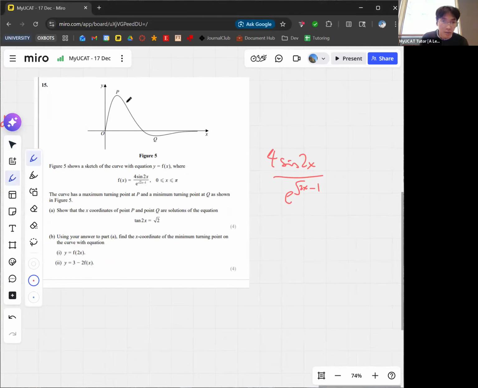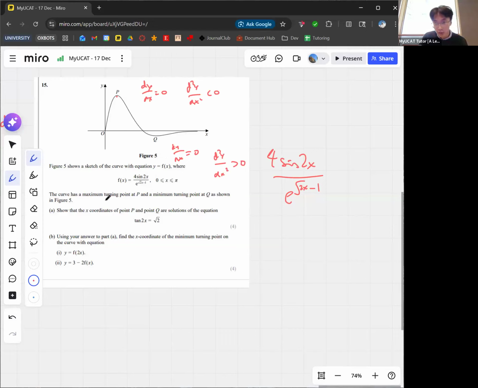The curve has a maximum turning point at P. What does that tell you? You know that the derivative here, dy over dx, is going to equal 0 here, and at Q is also a minimum turning point. Dy over dx is going to be 0. The difference between these two is that the second derivative at the top is going to be negative for the top, and the second derivative at the bottom is going to be positive, right? So that should help you a little bit.